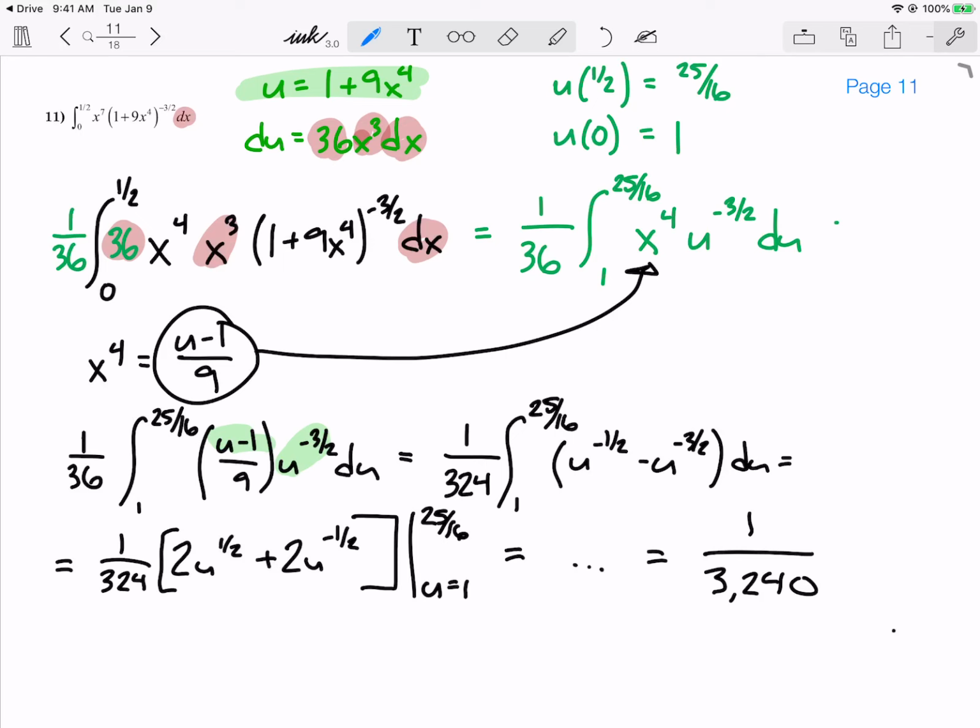3,240. So again, the key thing here was when we did our u-substitution, we had to, as usual when there's a constant involved, multiply by a clever 1, which in this case was 36 over 36, but we still had x's left when we got down to this step. So in order to get rid of those x's, we had to go back to our u-sub and solve it for that x to the 4th to get everything in terms of u.